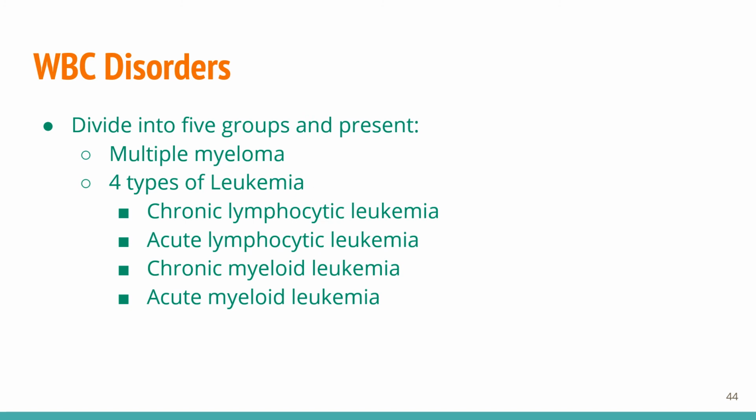And then we also have different types of myelomas or leukemias, and it just depends on which cells. So we have 5 different groups here. We have a multiple myeloma. Multiple myelomas are basically cancers of the B lymphocytes or the plasma cells.